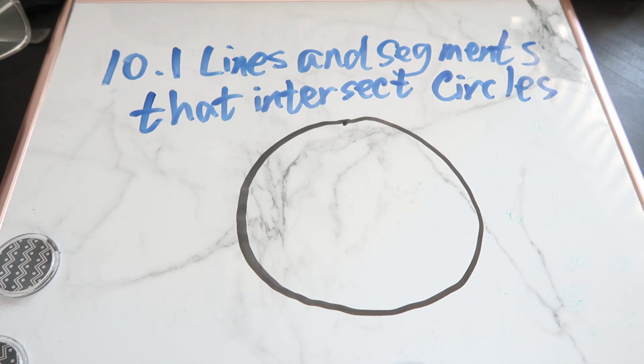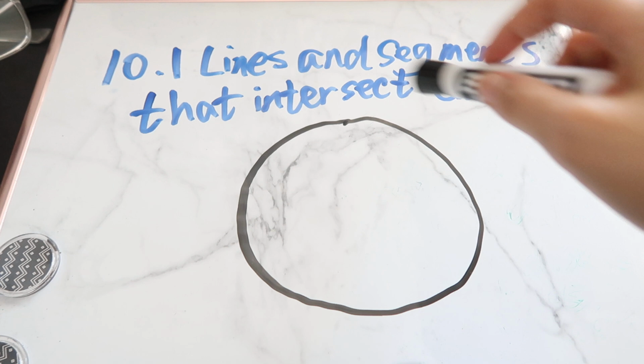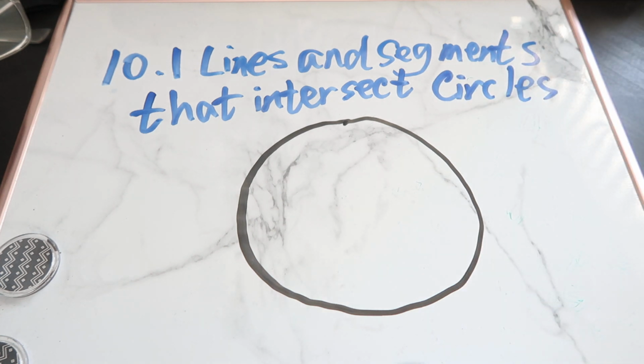Hey guys, today we're starting chapter 10, circles, and 10.1 is lines and segments that intersect circles. So first we'll start with a lot of vocabulary and definitions. I'm going to draw everything inside this circle we have. If you're following along, please try to draw a really big, nice circle in your notebook so that you can also add everything onto it.